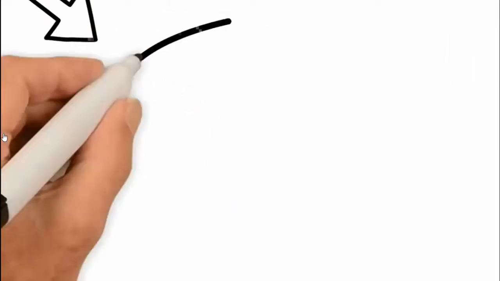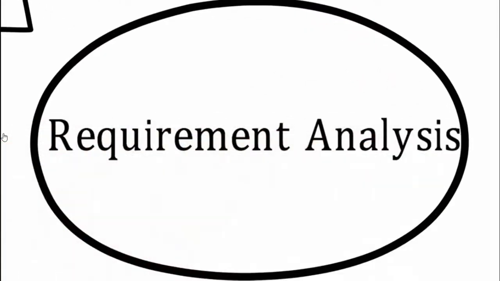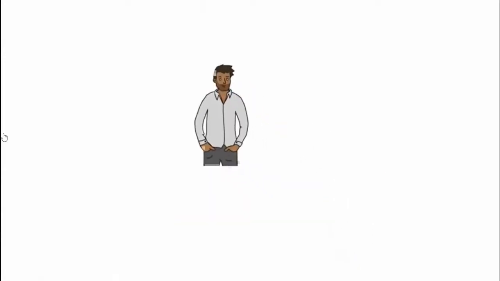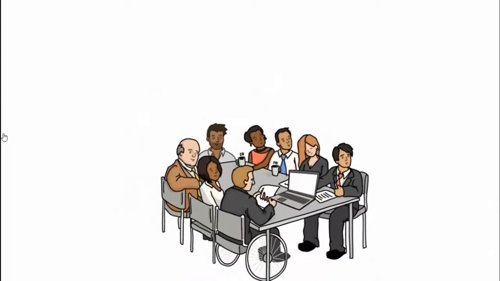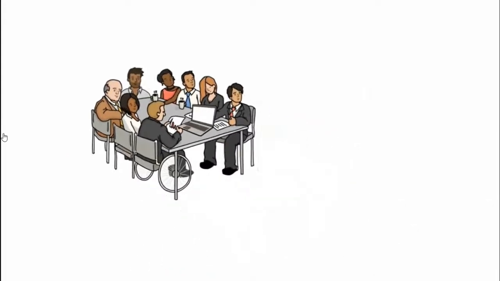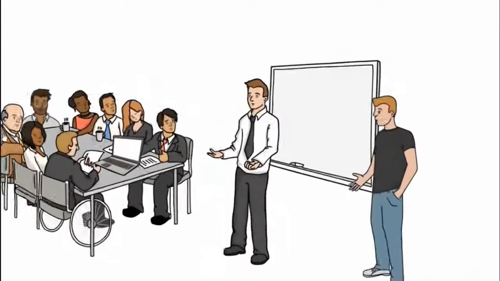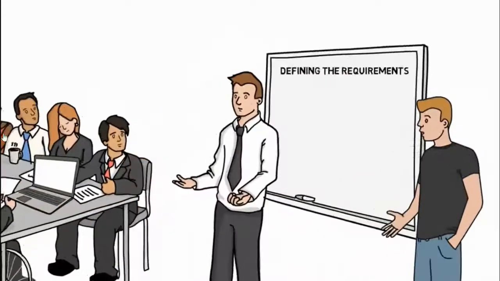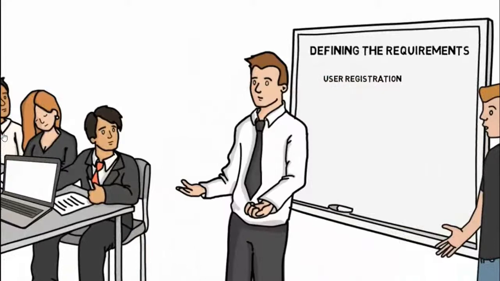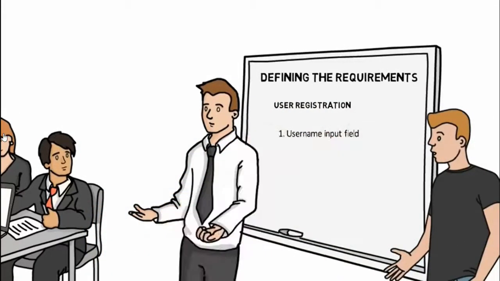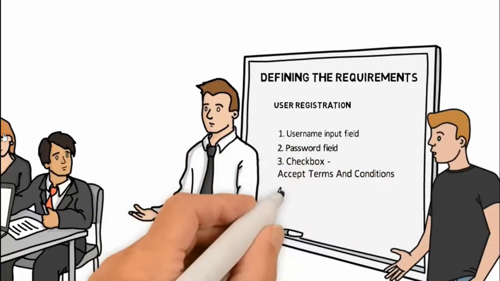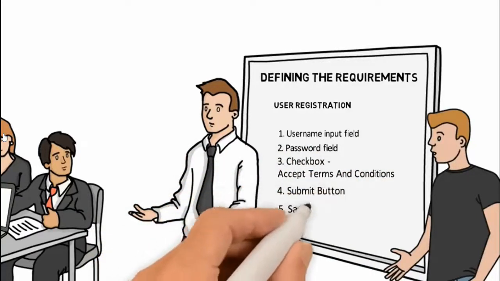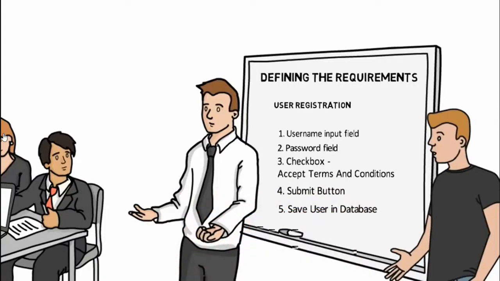Now that we have the outlined requirements, let's take them and move on to the requirement analysis phase. Here's our team: operations, developers, product owners, and testers. We'll all meet up in an office for a few hours and define each outlined requirement and give more planning details. Let's start with requirement number 1, the user registration. We'll need a username input field, a password field, a checkbox to accept the terms and conditions, a submit button, and the ability to save the user into our database.